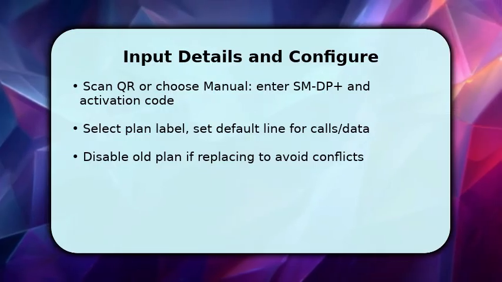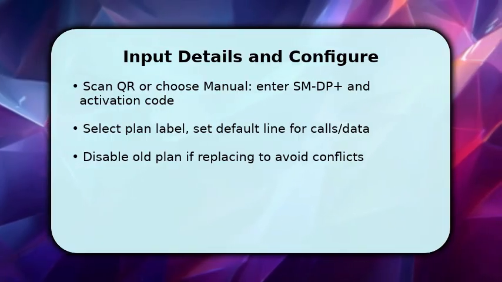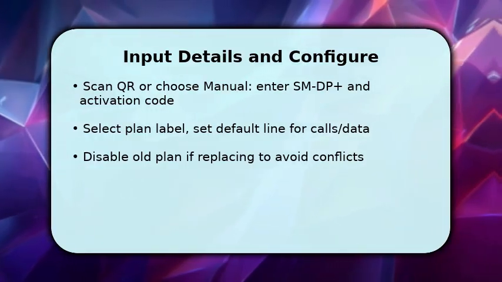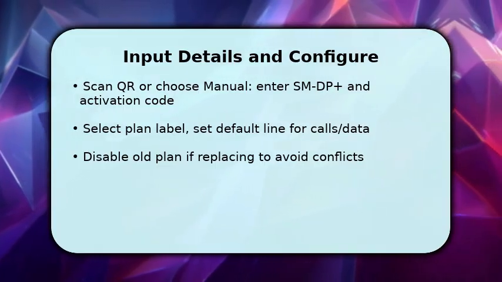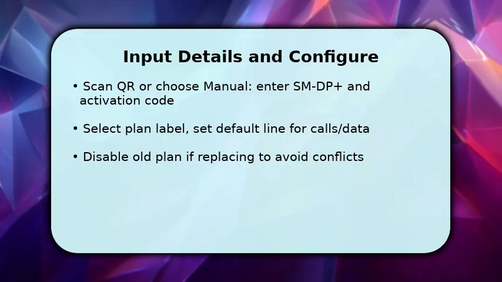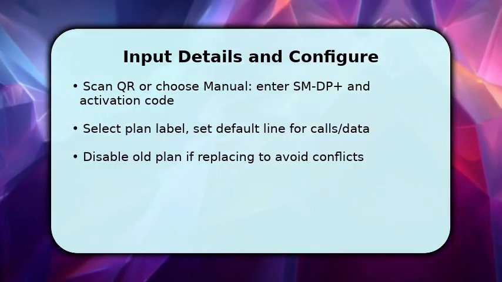Once the QR is accepted, or you've entered the manual SM-DP+ and the activation code, the phone will validate the profile with the carrier. Make sure to pick a descriptive label so you can identify this line later, and decide whether this eSIM will be your default for voice, data, or iMessage.